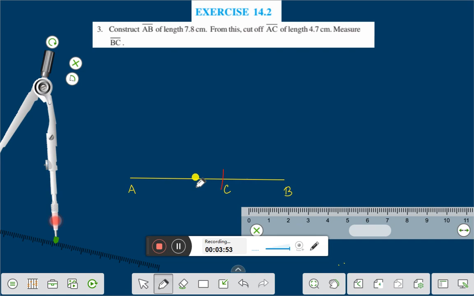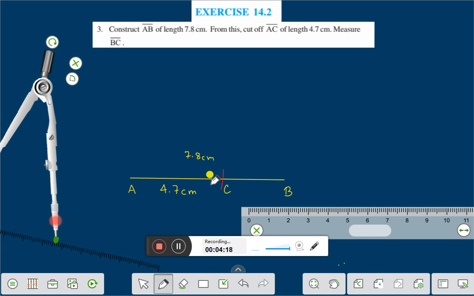The length of AC is 4.7 centimeter. And length of AB is 7.8 centimeter. Total length is 7.8 centimeter.